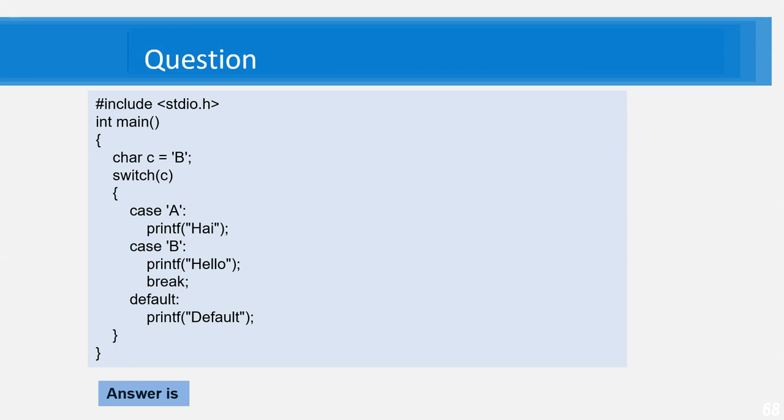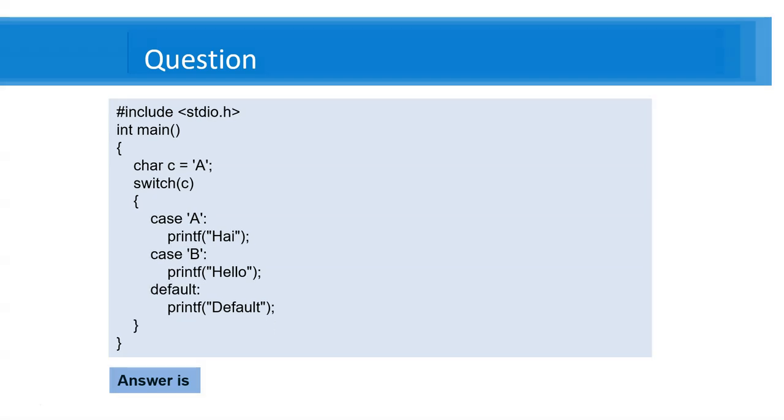Character C is B and then switch on C. Have case A, it prints hi, case B, it prints hello, and then you have a break statement, and default. Given that case B is there, it directly jumps to case B, it prints the hello and then it comes out of it. That's the answer for this.